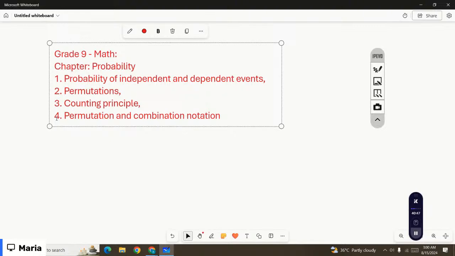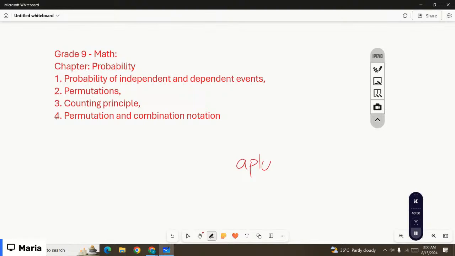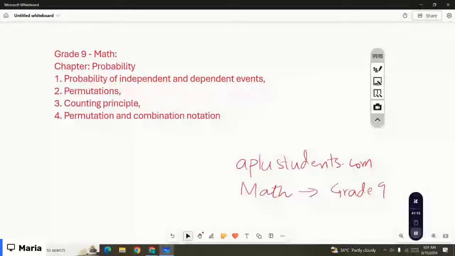You can find all the lessons on aplusstudents.com. You have to log in there using your email address, and the password is provided by the administrator. Then you have to select math from the subject tab, scroll in math, and then click on view lessons. There you can find a list of the chapters.